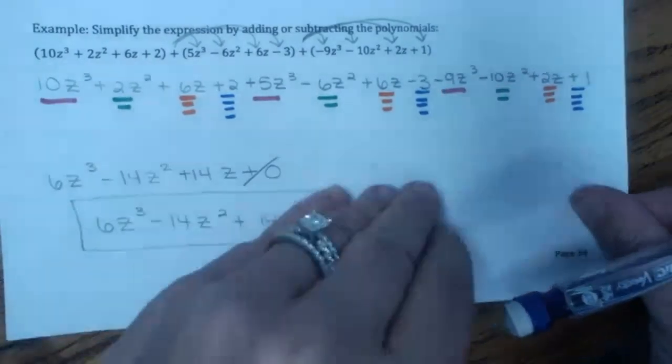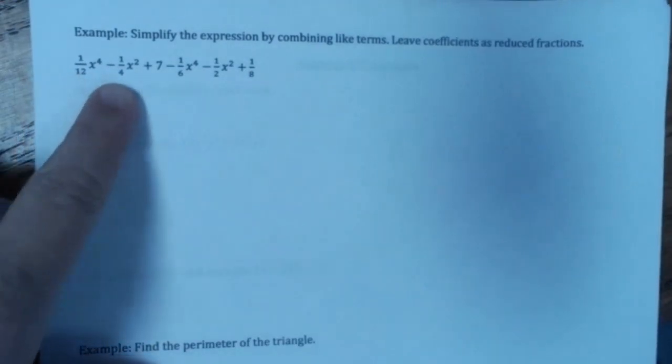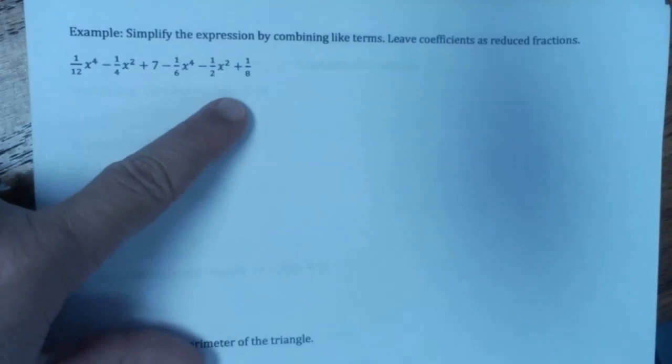All right, next page. Last two examples. Simplify the expression by combining like terms, leave coefficients as reduced fractions. So 1 over 12 x to the fourth minus 1/4 x squared plus 7 minus 1/6 x to the fourth minus 1 over 2x squared plus 1 over 8.